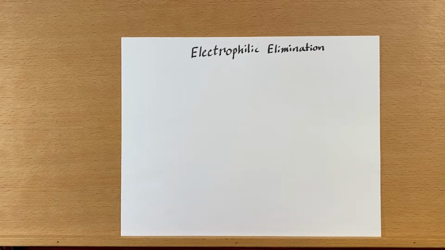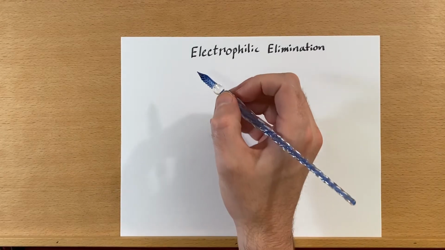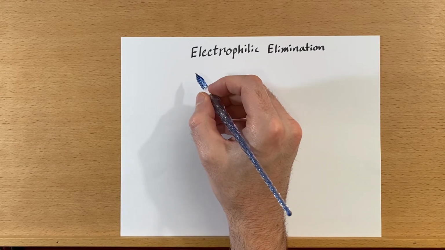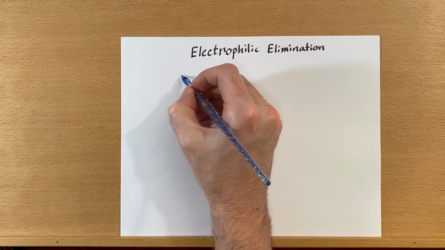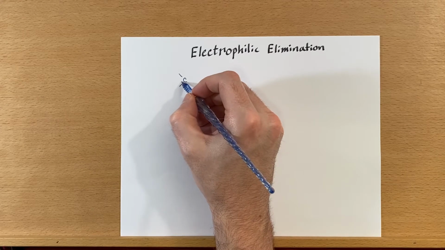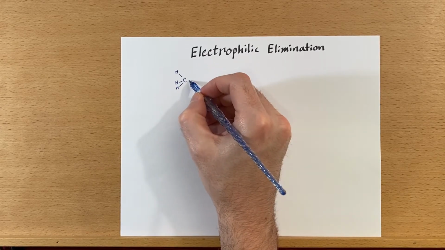All right, electrophilic elimination. We just talked about electrophilic addition, so we can also talk about electrophilic elimination, which is just where we will eliminate an electrophile. So let's look at some examples of this. Draw this up. Let's see here. We'll draw all the hydrogens in.